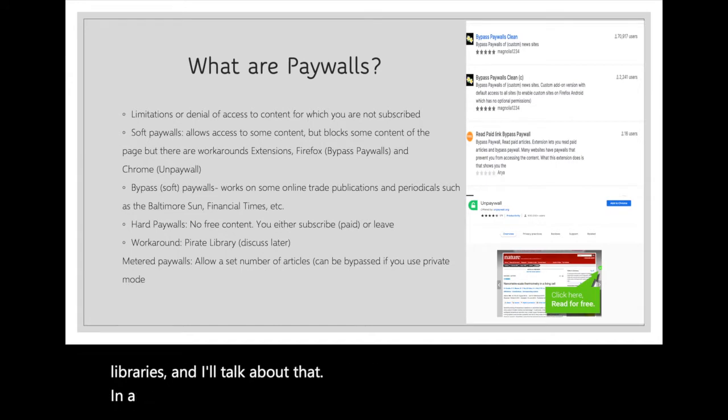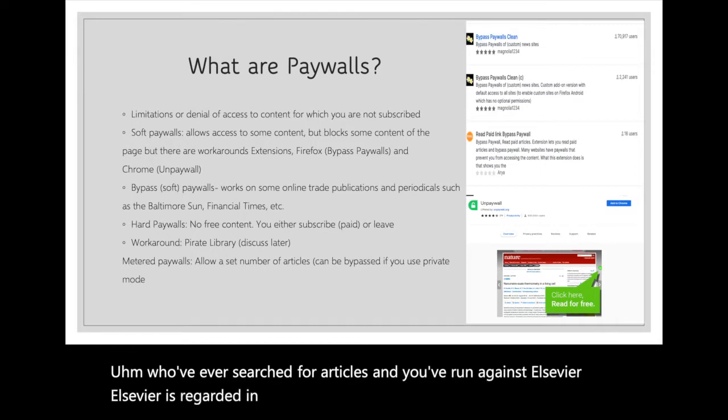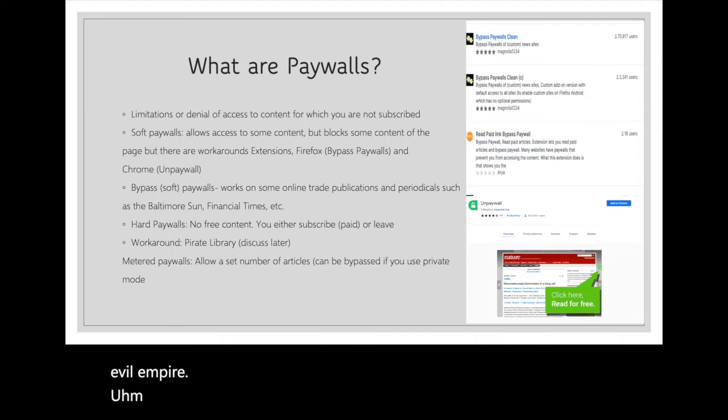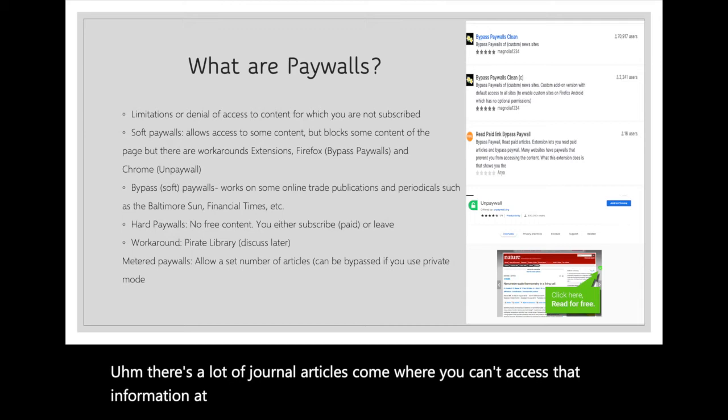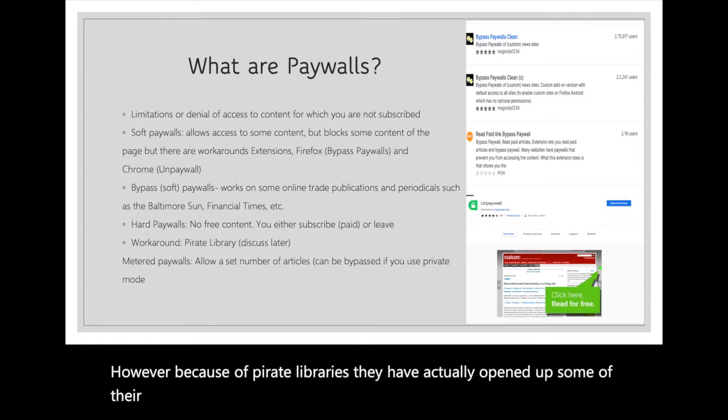Usually, for those of you who've ever searched for articles and you've run up against Elsevier, it is regarded in the academic sphere as the evil empire. There's a lot of journal articles where you can't access that information at all. However, because of pirate libraries, they have actually opened up some of their content. And you have green open access, and you also have gold open access.